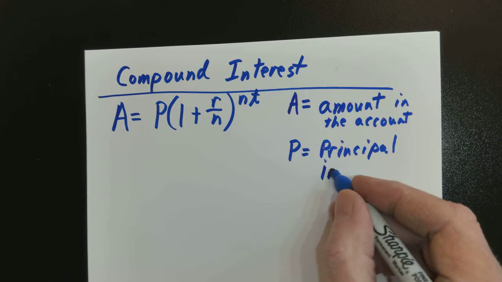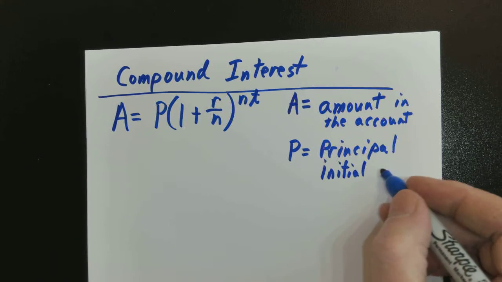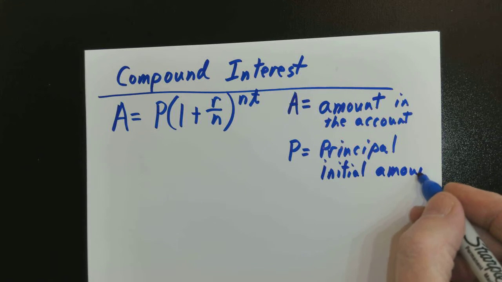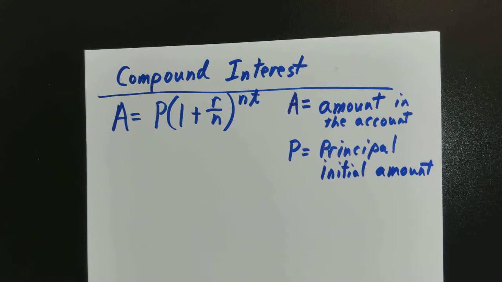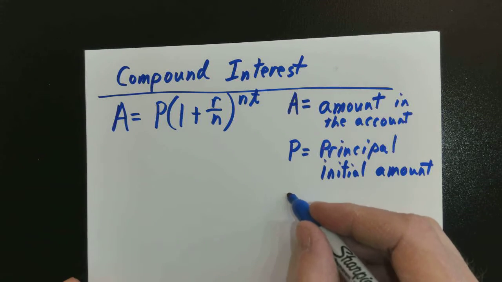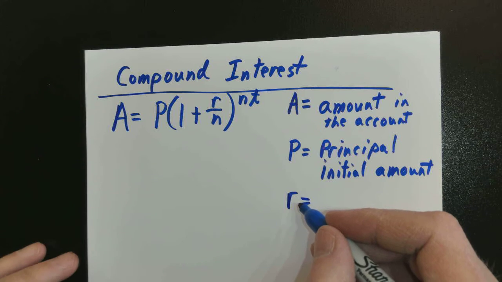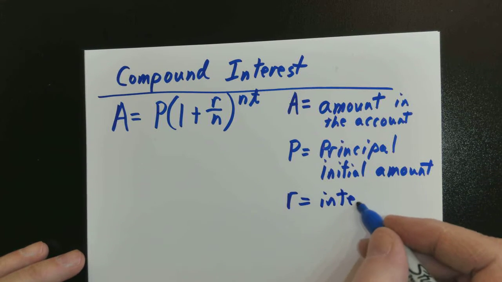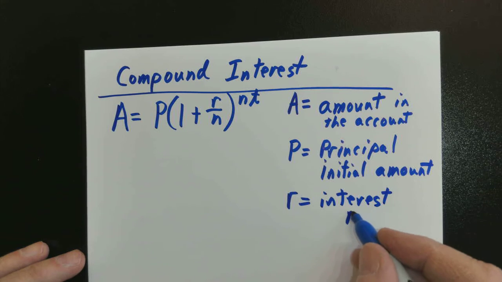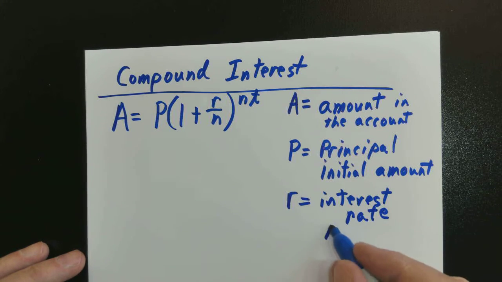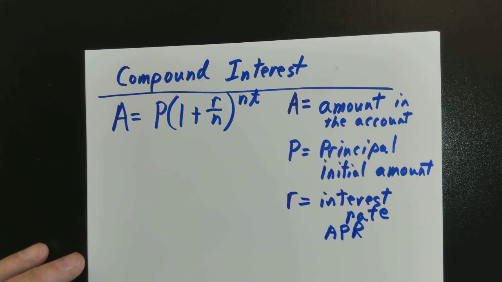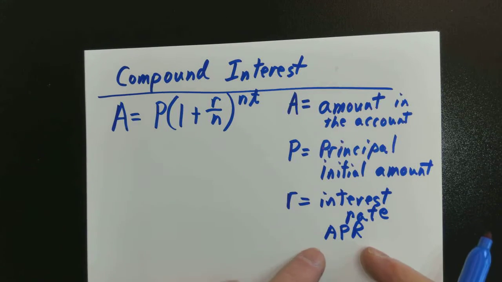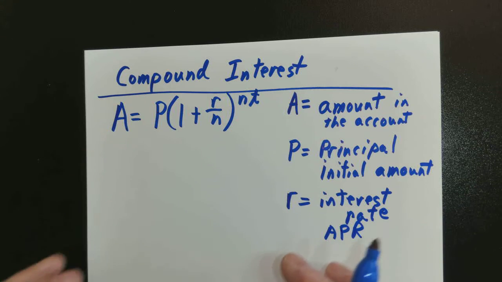Okay, yes. I'm going to shorten that a little bit, but the amount you start with that you put in at first. So I'm going to say the initial amount. This is compound interest. So R is what? It is the rate. So I'm going to write interest rate. And that is on a yearly basis. So we call it an annual percentage rate. And it's usually given as a percent. We convert it to a pure decimal.